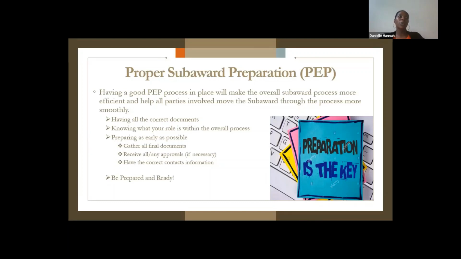When you're dealing with subawardees, you want to make sure you're contacting the correct person because sometimes you can get the runaround if you have 4 or 5 different people. You did a subaward with a subaward institution 5 years ago and the individual you're emailing no longer even works at the institution. So we want to make sure we have the correct contact information for our subawardees so that we can communicate and work through the process and get the subawards executed in a timely manner. Being prepared and being ready is going to be key when it comes to PEP, proper subaward preparation.